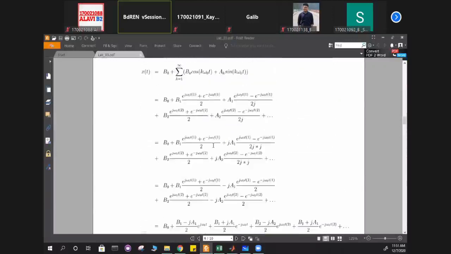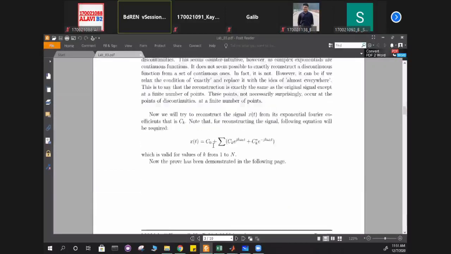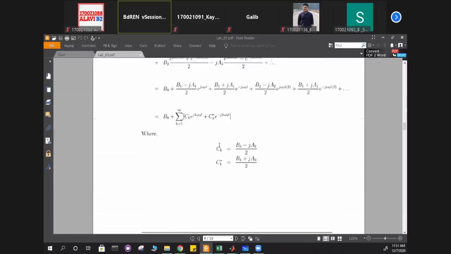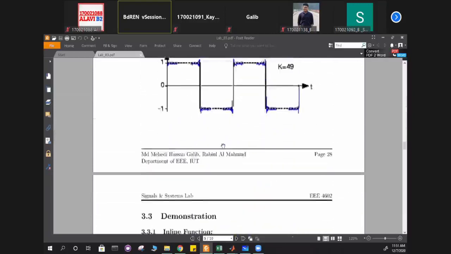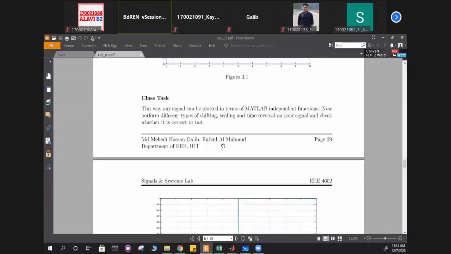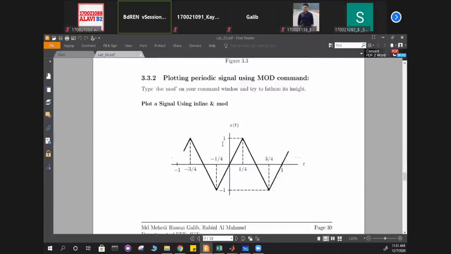Now, before going to Fourier series, you know that Fourier series is connected with the periodic signal. So let us first learn how to represent a periodic signal first. Okay, let me go here, 3.3.2.